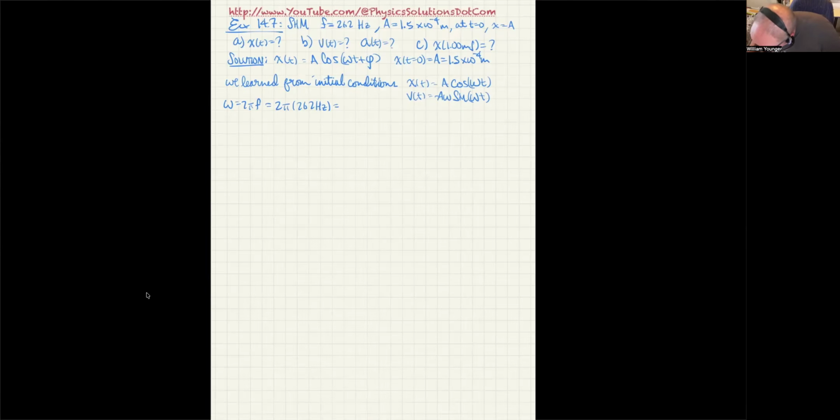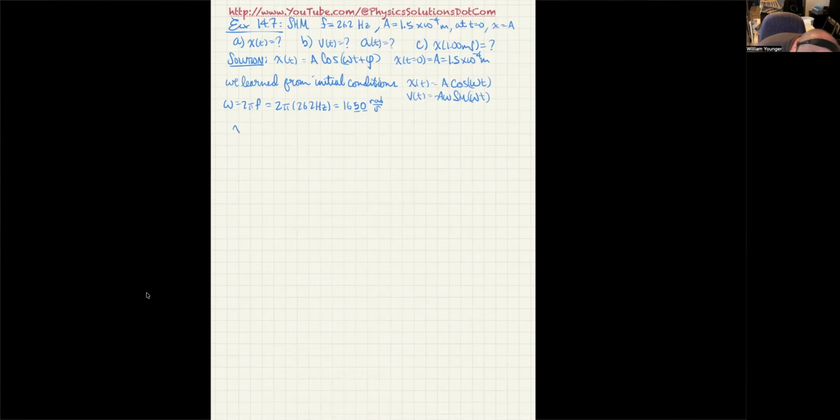We specifically know the frequency, so it's 2 pi times 262 hertz. And 262 times 2 times 3.14159. They really only gave us two sig figs on everything, so I'm going to call this 1650. So that's 1650 radians per second is the actual angular frequency omega.